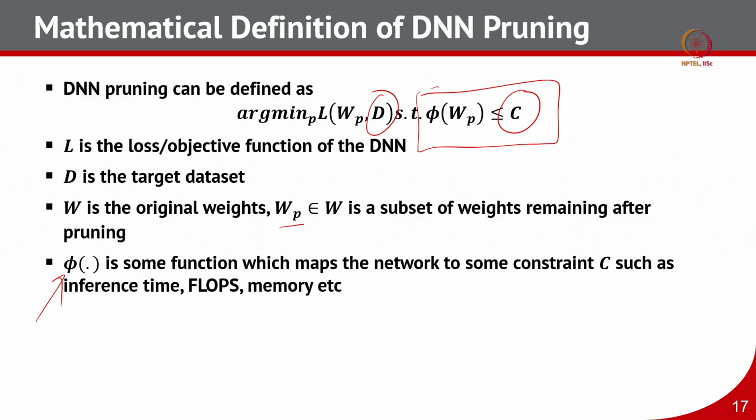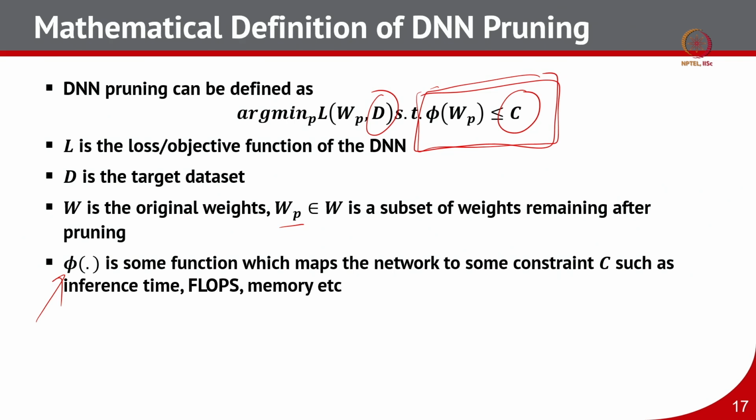So it might be the case that, let us say we prune the network 20%, let us say that is our target. Now there can be many 20% pruned networks which satisfy phi of W_P less than C, which satisfy some number of flops or some inference time, right.